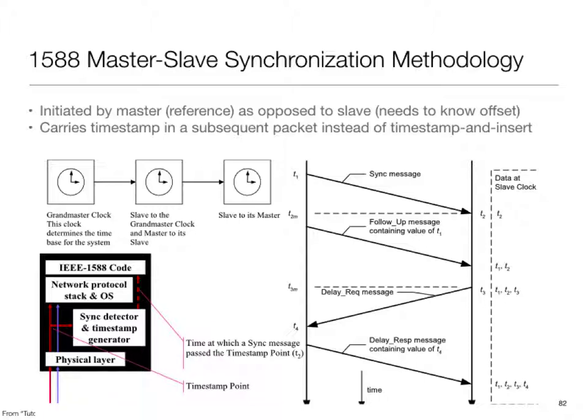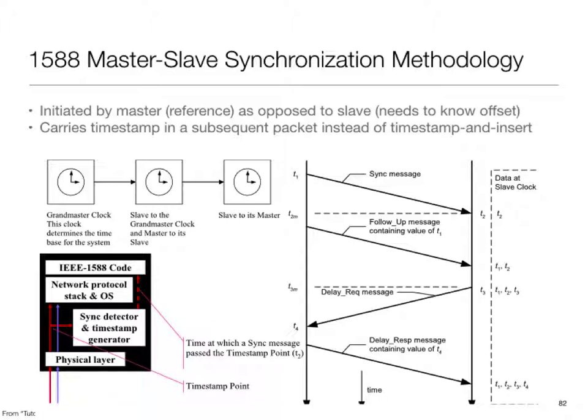This first node receives the packet, notes the time T4, and then sends the packet carrying T4. So now node number 2 has T1, T2, T3, T4, and it can basically apply those equations that we had previously.